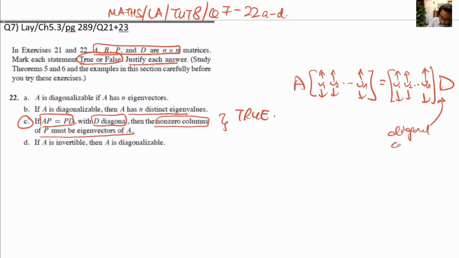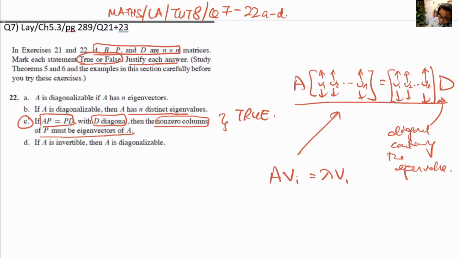matrix containing the eigenvalues, because this is talking about A times Vi equals lambda times Vi, and when we put it onto a matrix form, it will look exactly like this. So the answer is this is true.